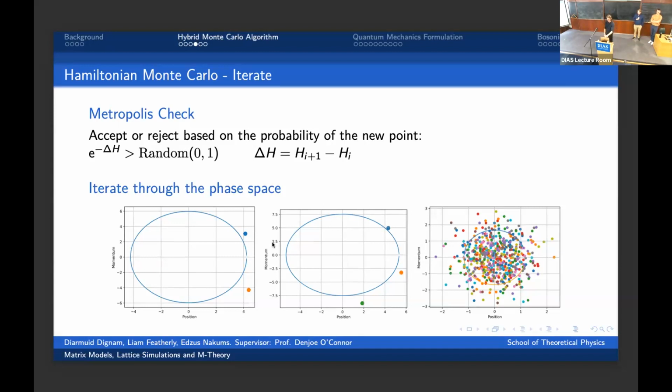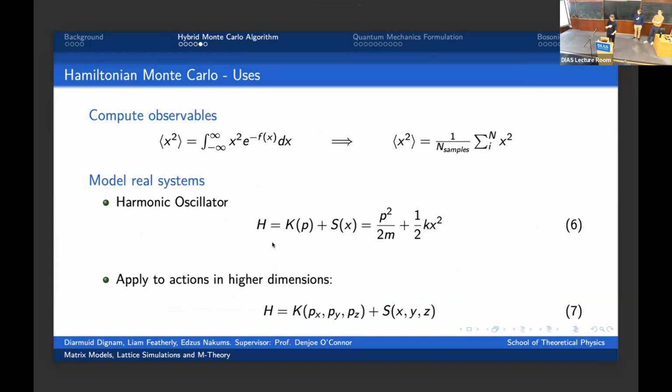We move through the phase space, iterate until eventually we have that lovely looking spread there, which you can imagine if we collapse that down onto just the x-axis and we take our histogram, then that would converge to a normal distribution in this case, or any function that we have chosen for our action. So we can then use that to compute observables because we have that chain.